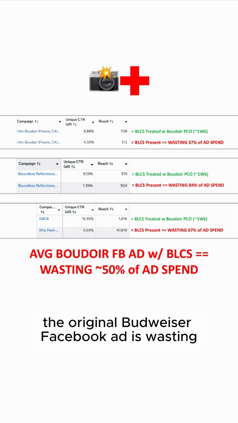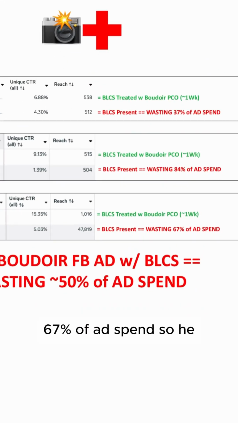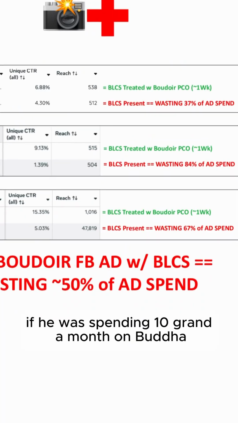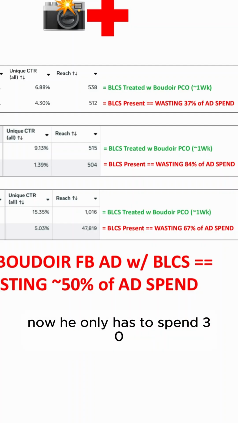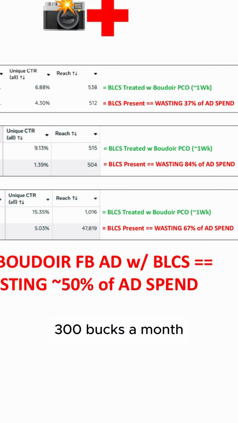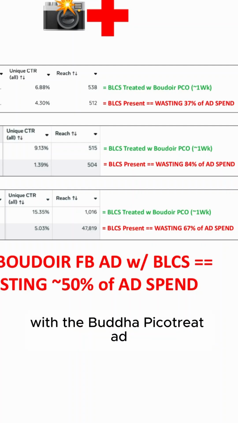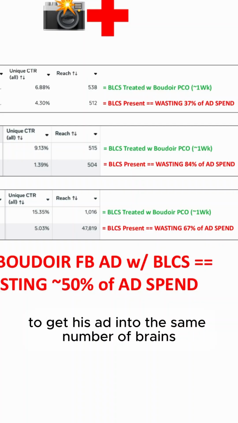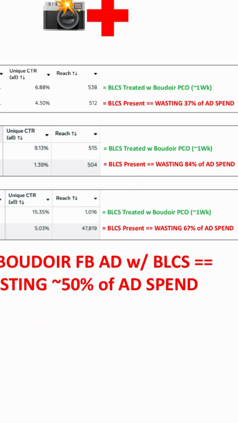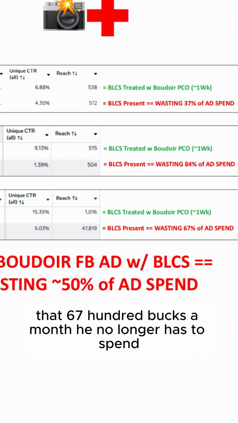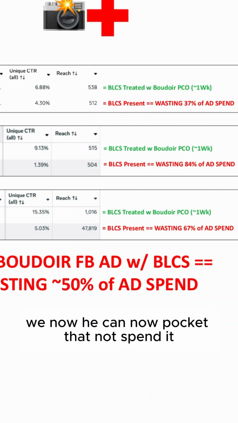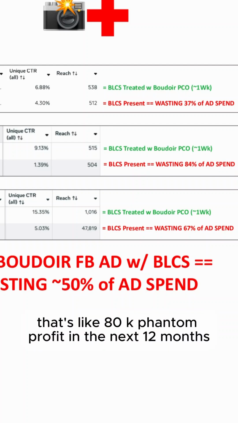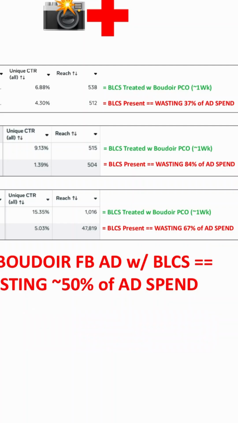So we found out the original Boudoir Facebook ad was wasting 67% of ad spend. So if he was spending 10 grand a month on Boudoir Facebook ads, now he only has to spend $3,300 a month with the Boudoir PCO treated ad to get his ad into the same number of brains. So that $6,700 a month he no longer has to spend, because 100% of that was being wasted. He can now pocket that, not spend it. Phantom profit, that's like 80K phantom profit in the next 12 months.